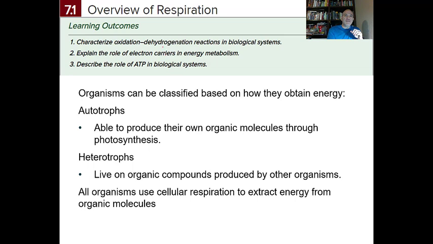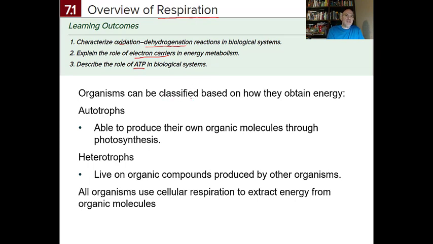So our first section here is an overview of the process called cellular respiration. Your learning outcomes are to characterize the oxidation dehydrogenation, which means to remove a hydrogen, reactions that occur in biological systems. So basically, the form of oxidation is going to be a dehydrogenation. So we'll go over that, and then explain the role of electron carriers in energy metabolism. We'll go over some electron carriers, and then we're going to describe the role of ATP in biological systems.